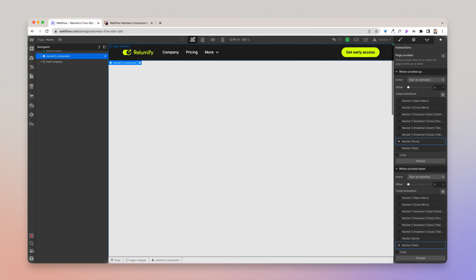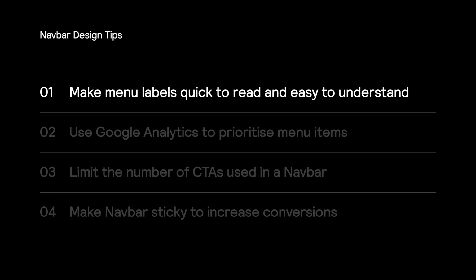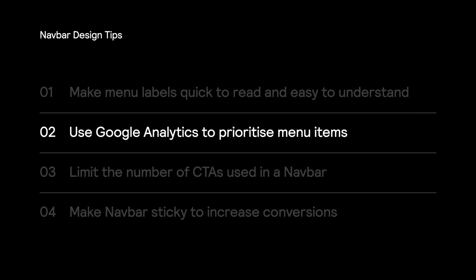And finally, let's jump into some design tips and takeaways. So the first one is make link labels quick to read and easy to understand. Sometimes it's better to go with familiar labels like pricing, about, than it is to invent a word. Also, rely on your Google Analytics data. So if you're working with clients, try and get the information on what pages are most visited if you're redesigning an existing website, so that you can rank the items in your navbar by importance or by most popular. So you might want to have the most frequently clicked on links earlier in the navbar.